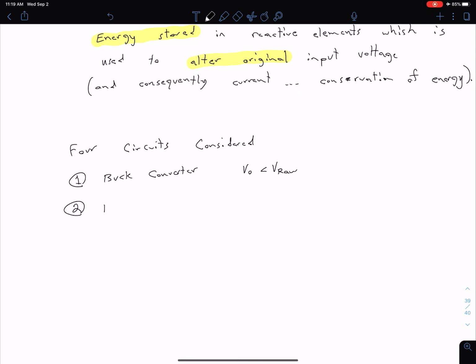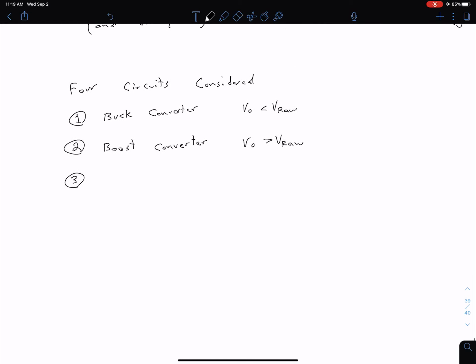The second type of converter is our boost converter. This is going to do just the opposite. This is going to increase our output compared to our input voltage. So in this case, our output is greater than our input, which is V raw. Our third is our buck boost converter, which is a hybrid. As we're going to see, this is a jack of all trades, master of none. You have more versatility, but if you know you're just going to be doing one or the other, it might be better to stick with a buck or a boost converter. But as the name implies, this can raise or lower V raw, our input voltage.